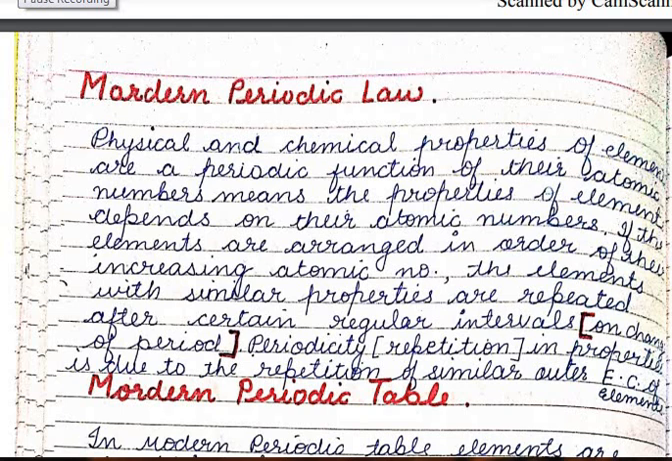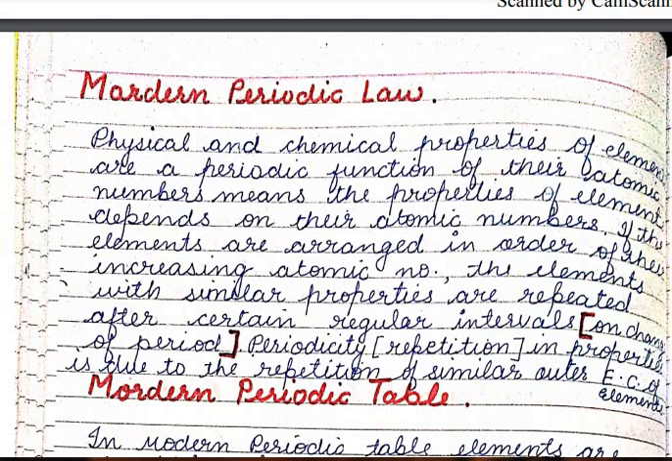Modern periodic law. Physical and chemical properties of elements are a periodic function of their atomic numbers. That means the properties of elements depend on their atomic numbers. Or in other words, you can say that the atomic number of elements is the deciding factor of their physical and chemical properties.